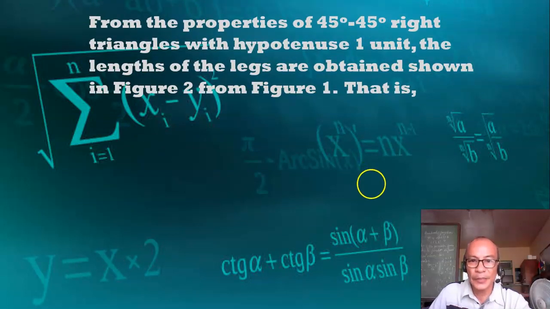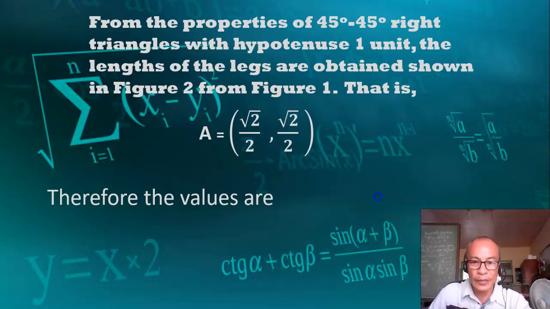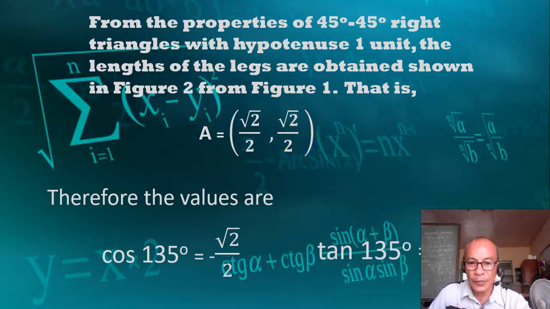From the properties of 45 degree right triangles with hypotenuse equal to 1 unit, the lengths of the legs are obtained, shown in figure 2, based from figure 1. So, that is A is equal to negative square root of 2 over 2 and square root of 2 over 2. Therefore, the values are cosine 135 degrees is negative square root of 2 over 2, and tangent 135 degrees is equal to negative 1, since we have square root of 2 over 2 divided by negative square root of 2 over 2.